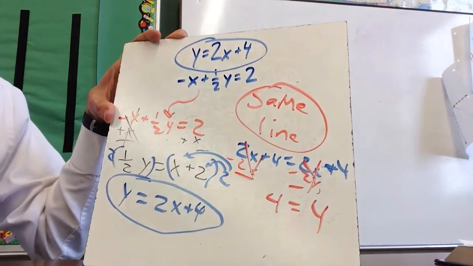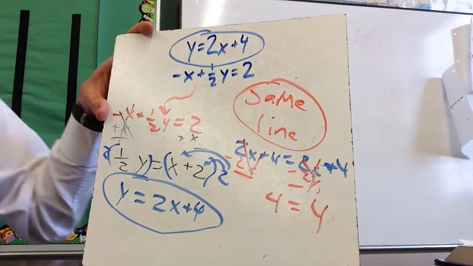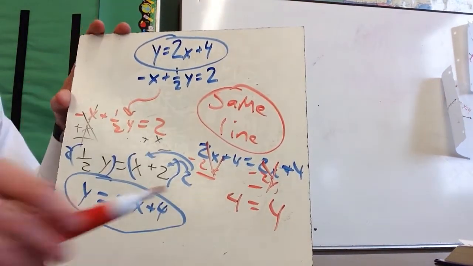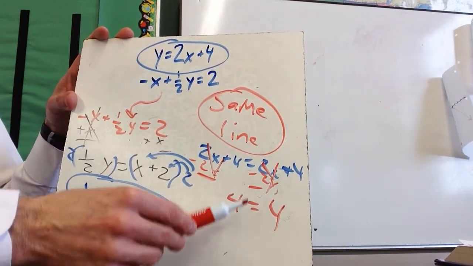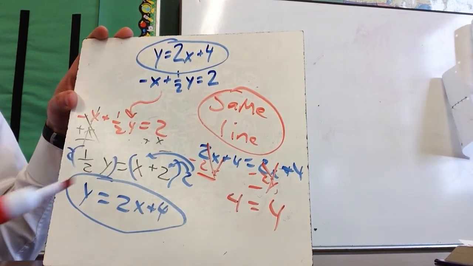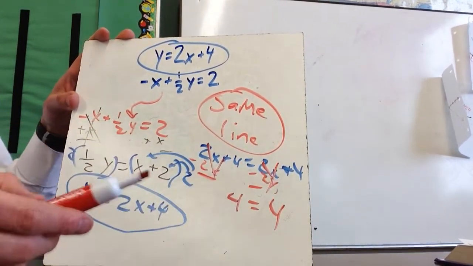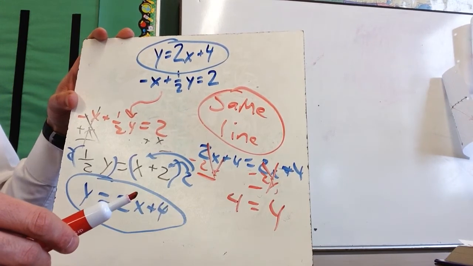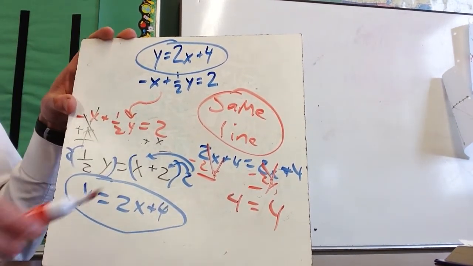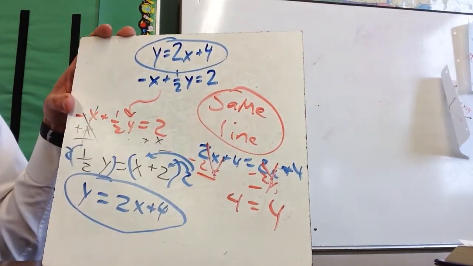So the good news, I guess the bad news is the x is gone. The good news is that 4 actually does equal 4, whereas in this problem, not only was the x gone, but we also had 1 equals negative 3, which is not a true statement. This one is a true statement. 4 does equal 4, so if the statement is true and the variable is gone, that means that they're going to be the same line. So sometimes you may not necessarily notice that they're the same line before you start trying to solve it. However, if you see that this equation and this equation are exactly the same, you do not necessarily need to go any further. You can identify that as the same line.